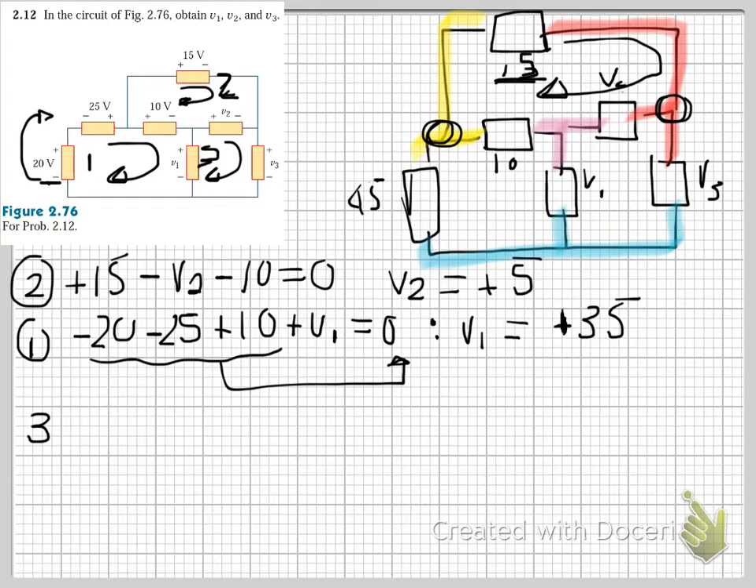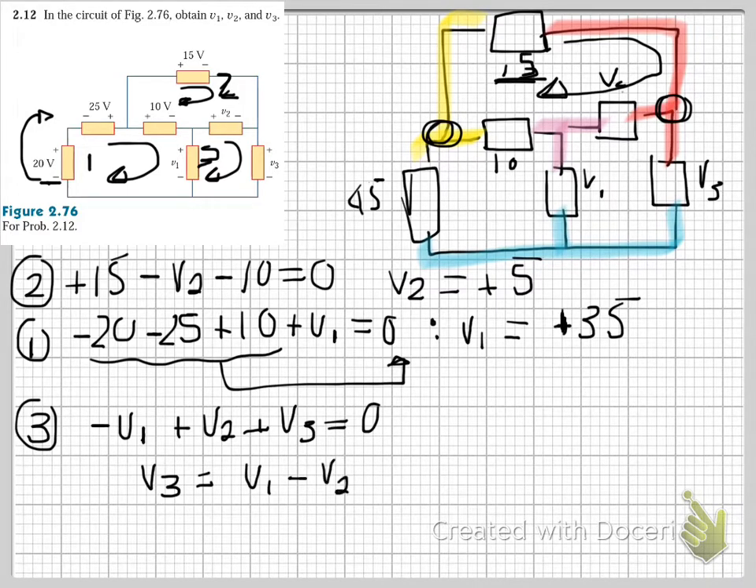And then for our third loop, we have negative V1 plus V2 plus V3 is equal to 0. So therefore, V3 is equal to V1 minus V2, which is 30. And yeah, that's that answer. Pretty simple.